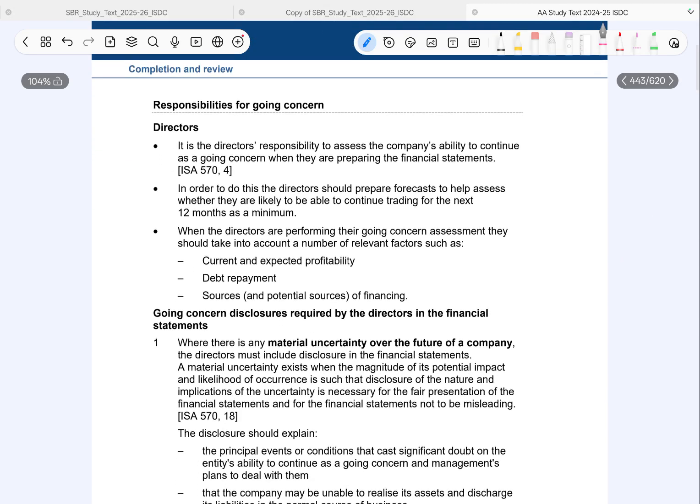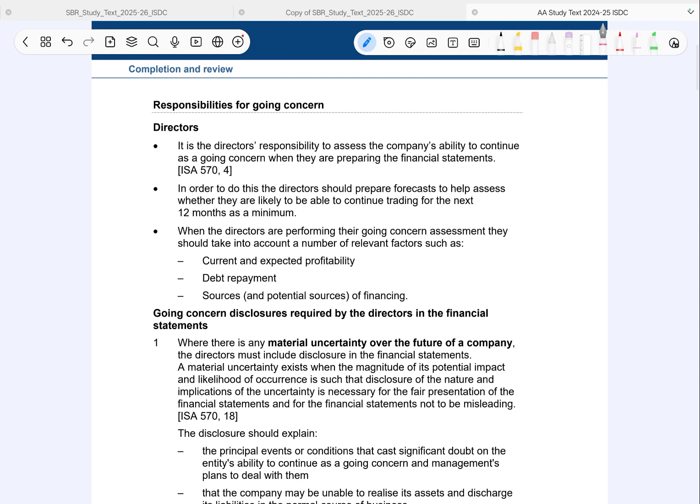Okay, so let's talk about who's actually responsible for going concern, and this is a classic exam question. So, first, directors. It is a director's responsibility to assess whether the company can continue as a going concern, not the auditors, the directors. To do this properly, they usually prepare forecasts, basically predicting can we survive the next 12 months. And while making this assessment, they consider key factors like current and expected profits.